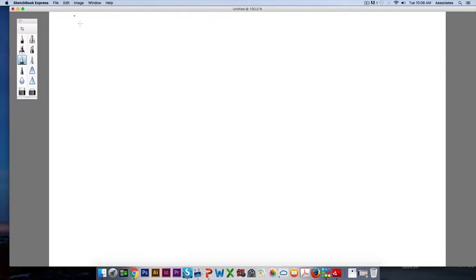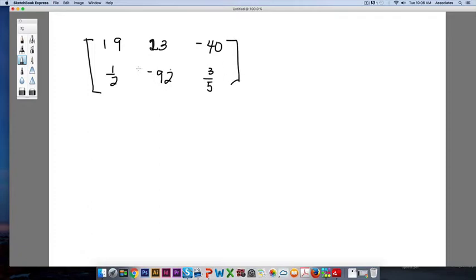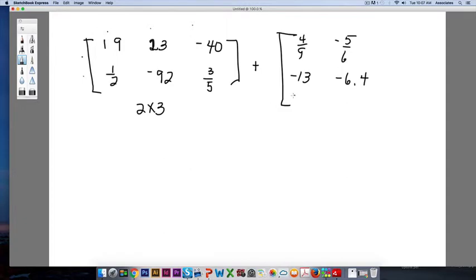The last one said my matrix is 1/2, 3, -4, 0. Then I go 1/2, I go -9/2, and the last element is 3/5. This is 2 rows by 3 columns. His size is a 2 by 3. And I want to add to that this matrix. First row is 4/9 and -5/6. Then it's -1/3 and -6.4. And -1/2 and 0. So let's see what this one is.